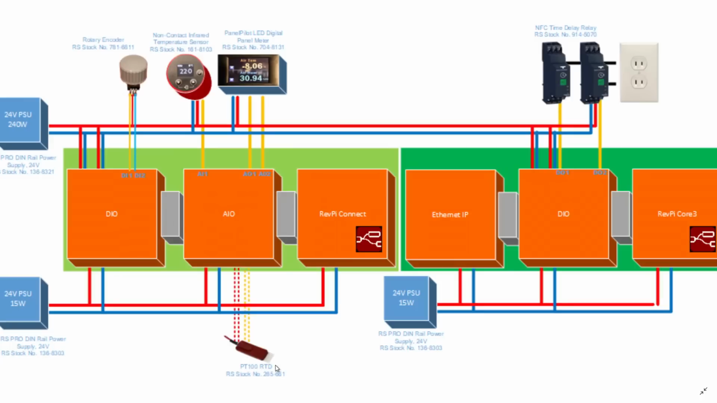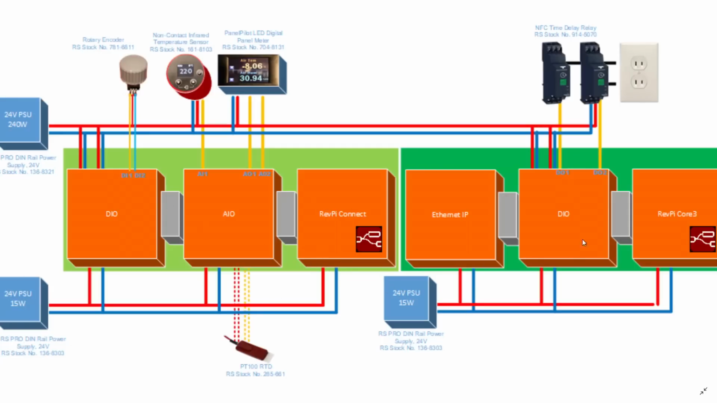We have a PT100 resistance temperature detector feeding into the RTD input 1 of the AIO module. We have the analog 1 and 2 feeding out to the Lascar panel pilot display. We have an analog input feeding into the AIO module as well from our contactless infrared temperature sensor, and we have the rotary encoder feeding into the DIO module. On the RevPi Core 3, we have the DIO module feeding D1 and D2 out to the control inputs of two mains relays, and that feeds then in turn a socket.